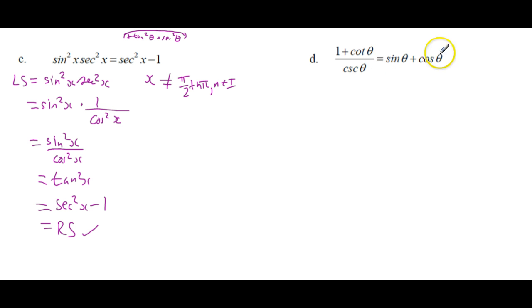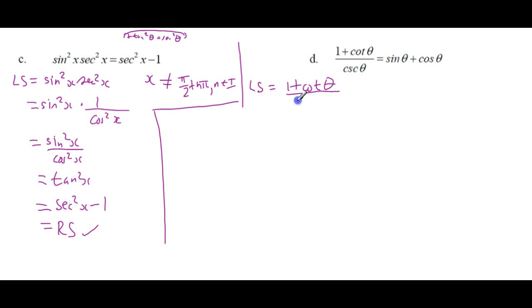1 plus cotan theta over cosecant theta is equal to sine plus cos. There's not really much you could do with sine plus cos, right? There's actually nothing you can do with sine plus cos. So if you're going to have to pick a side, pick the left side and rewrite it, just so if anybody's looking, they don't have to look up here.